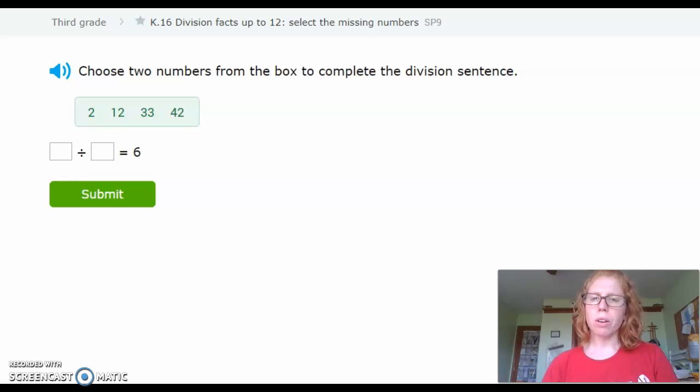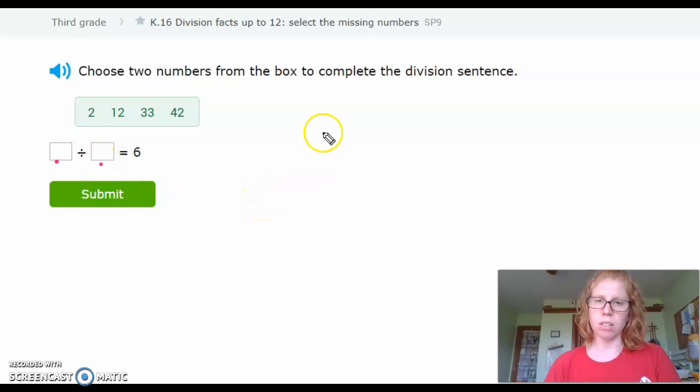What we are going to do here is work with this division sentence we have in front of us. We have something divided by something equals 6, and above it is a box of numbers with some possible solutions to this division sentence. We are given the quotient, the answer, but we do not know what the dividend is, and we do not know what the divisor is. So it will be our job to figure out what the dividend and the divisor are in this division sentence.